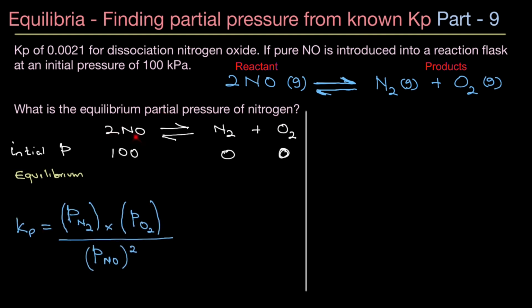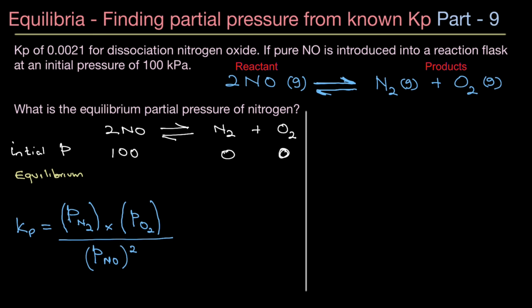Now we have this equation written here. The initial partial pressure, this is the partial pressure, is 100 kilopascal. So we are going to work in terms of partial pressure. That's 100 kilopascal for nitrogen oxide. And initially there'll be 0 partial pressure for the products, gases.